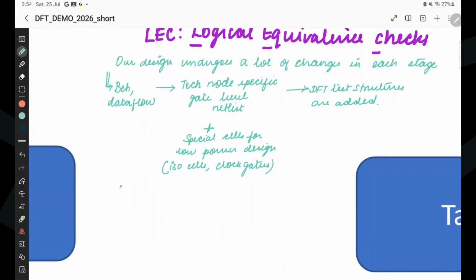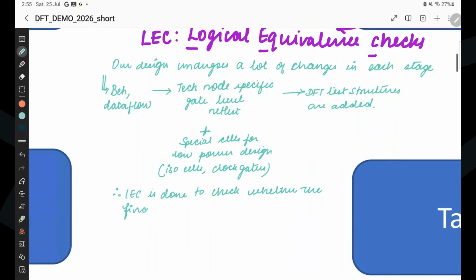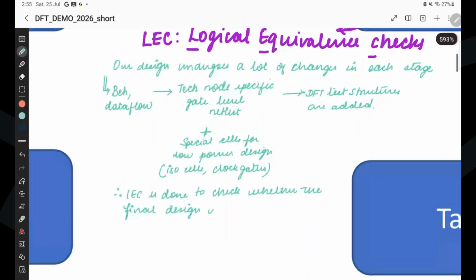So that is why LEC is done. LEC is done to check whether the final design is logically equivalent to the original design.